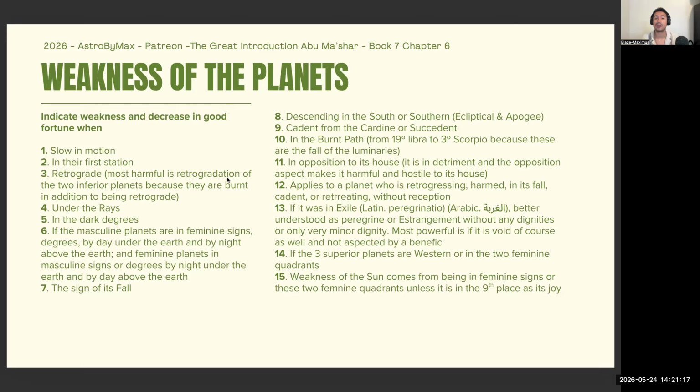If planets are descending in the south, or they are southern, in their ecliptic or in their apogee as well. If they are cadent from the cardine, but also if there's a succedent as well. Sometimes, like, if they're in the 8th, it's succedent, but it's also averse, so be mindful. If they are in the burnt path, which we've talked about, which is from 19 Libra to 3 degrees of Scorpio, because these are the falls of the luminaries, so this is where there's difficulty with these matters, and what started and what tries to be birthed there.